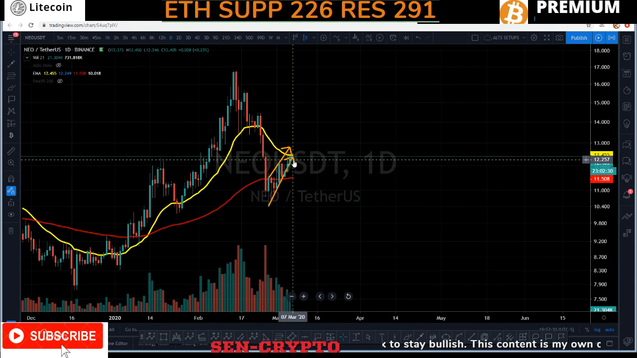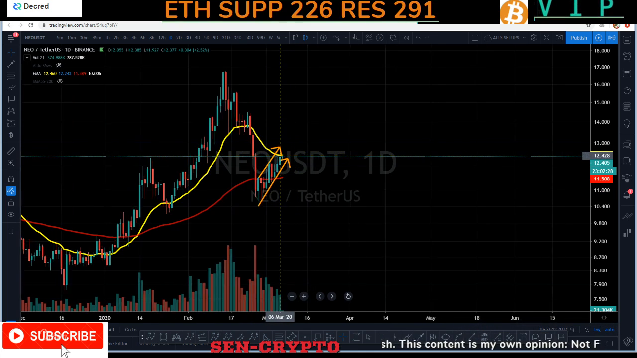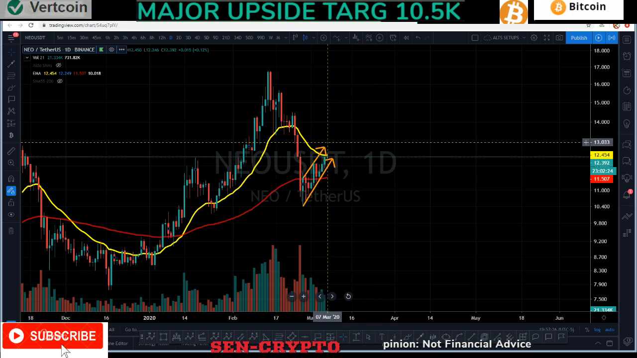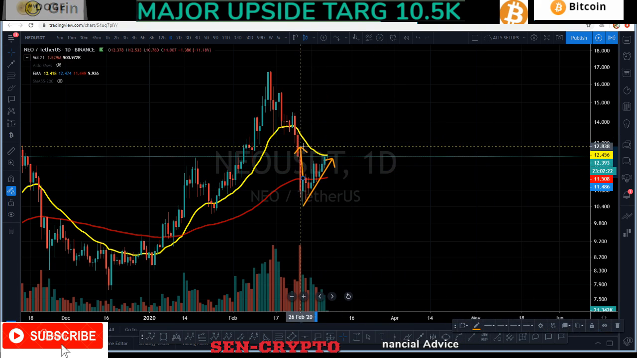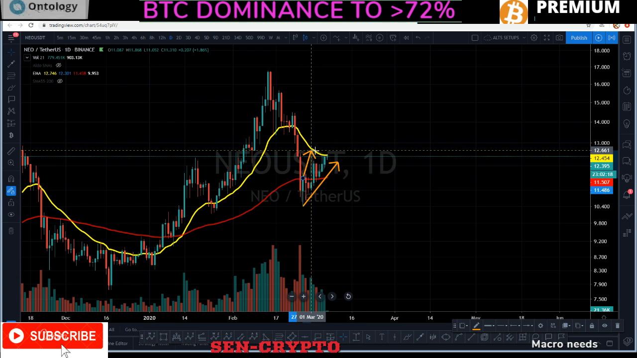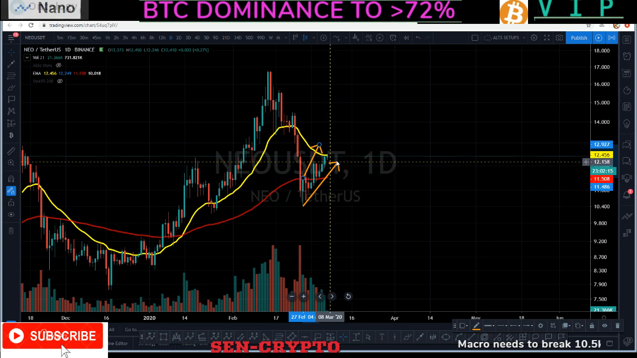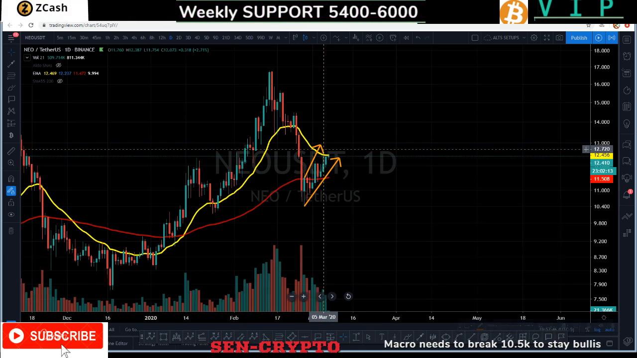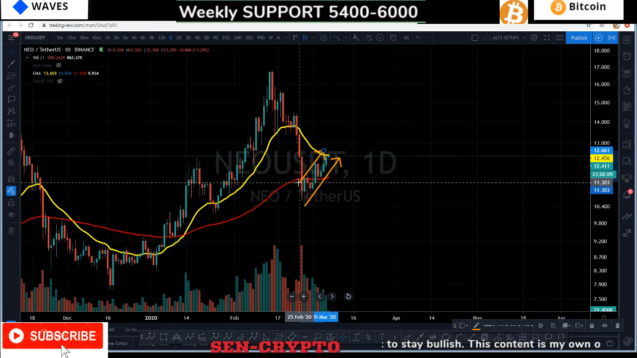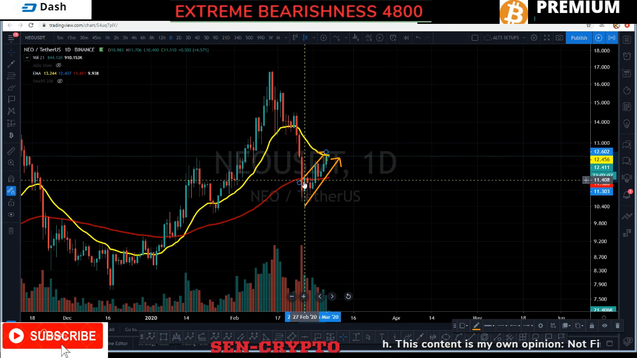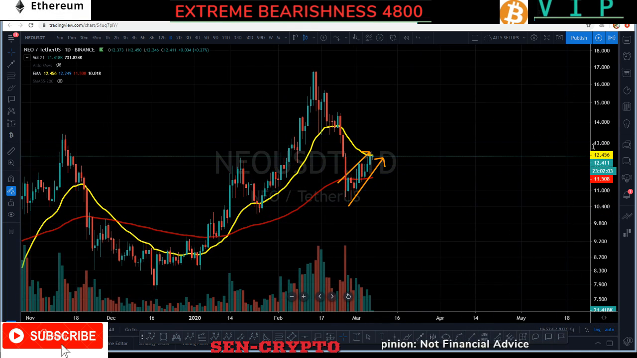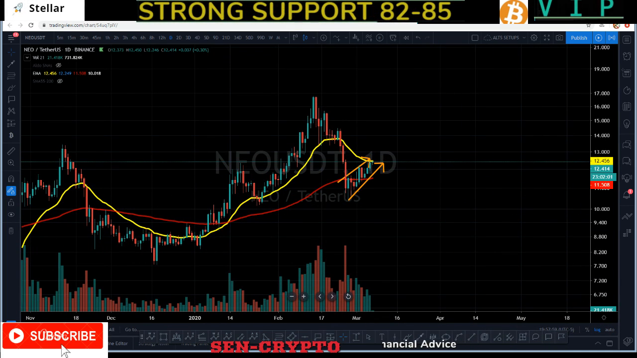NEO is still moving within this channel, so it's not looking bad, right? But we've got to be able to close above the 21 EMA. It's roughly the same structure as EOS, and it is making a beautiful channel in this area. But we've got to be able to close above this 21 EMA. NEO doesn't care about CME, so BTC can be moving sideways and NEO can pump to the upside. But at the same time, guys, we've got to be careful, right?